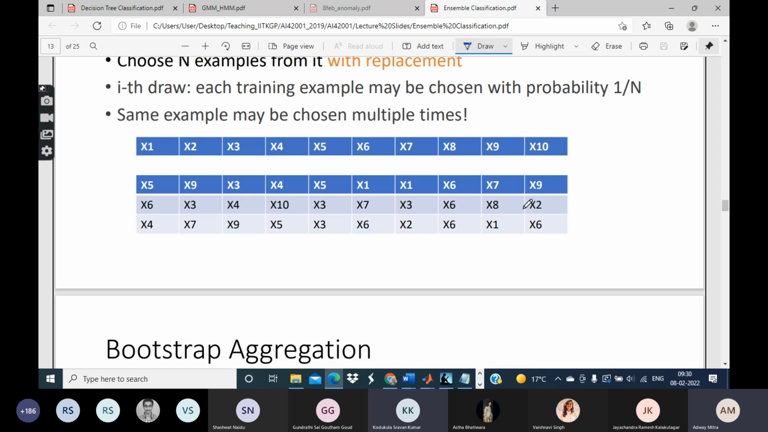In this case also the same thing: some 30% have not been selected. Here also the same thing. But there are repetitions.